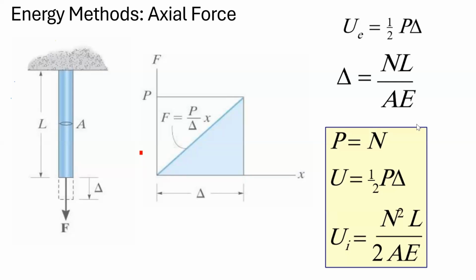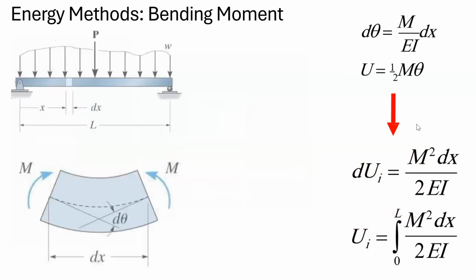Similarly, the same thing happens for the bending moment. Using that geometry, d theta is equal to M by EI into dx, and U is equal to 1/2 M into theta, the same as 1/2 P into delta, the same M-theta plot.